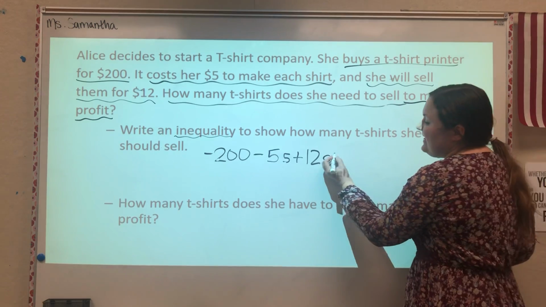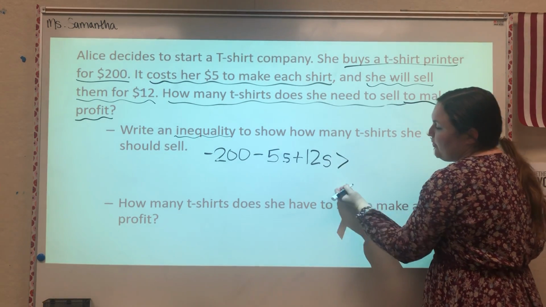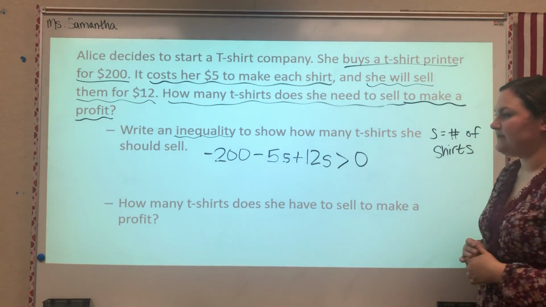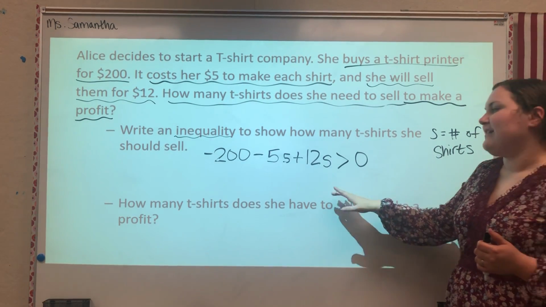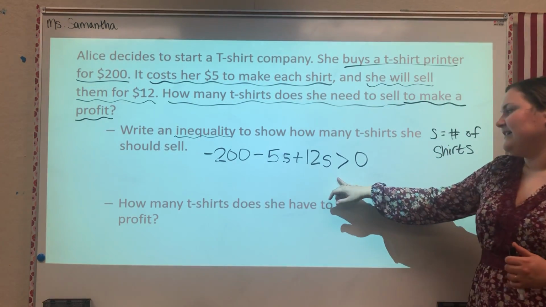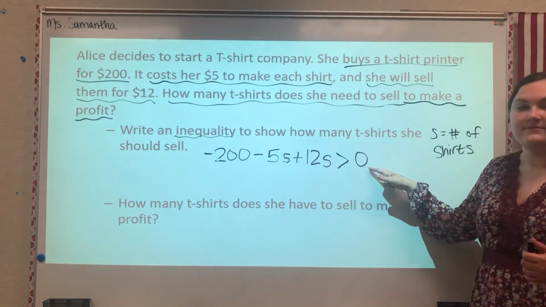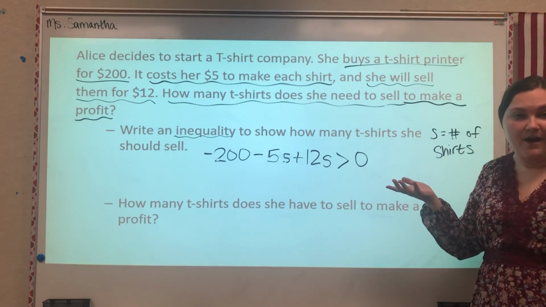The way you could write that is you want to say she wants to make more than $0. Any positive number is greater than 0. So after she does all this, she walks away with more than $0. That would be a profit.